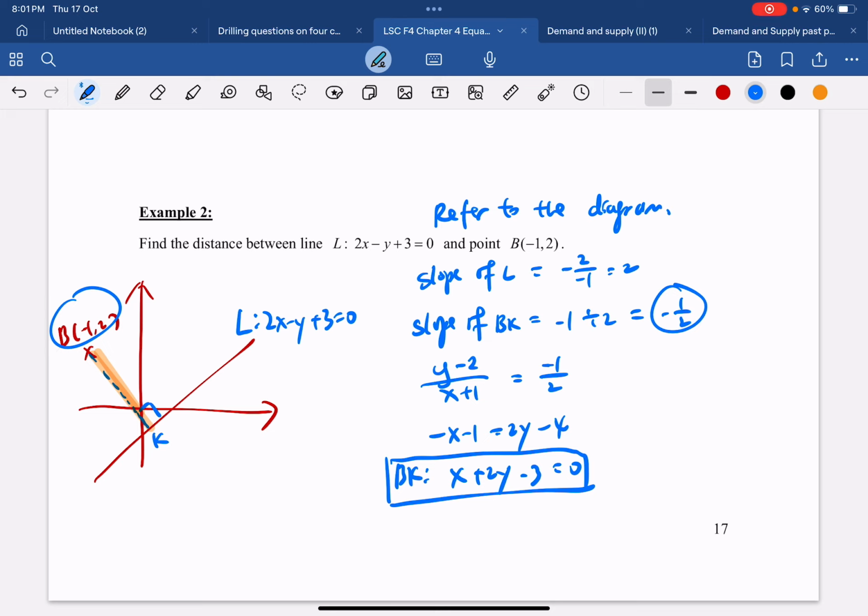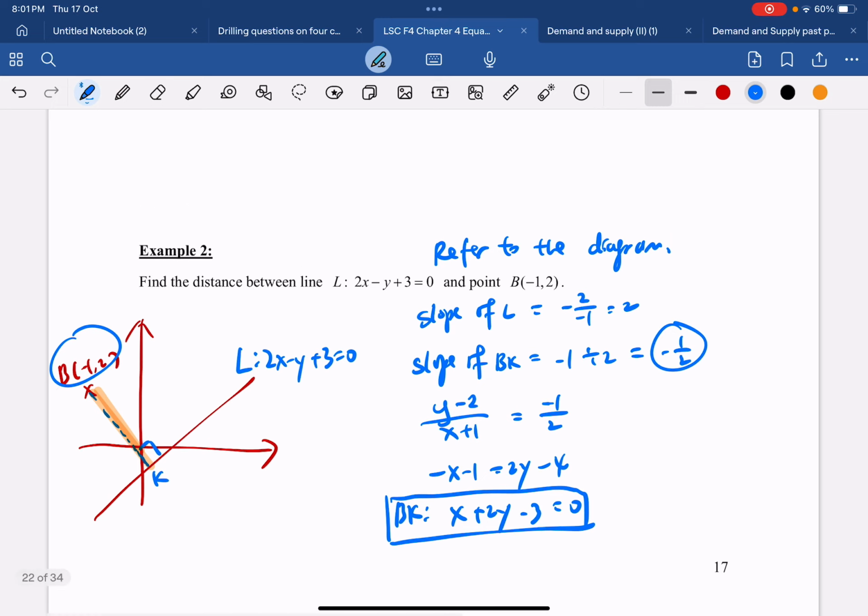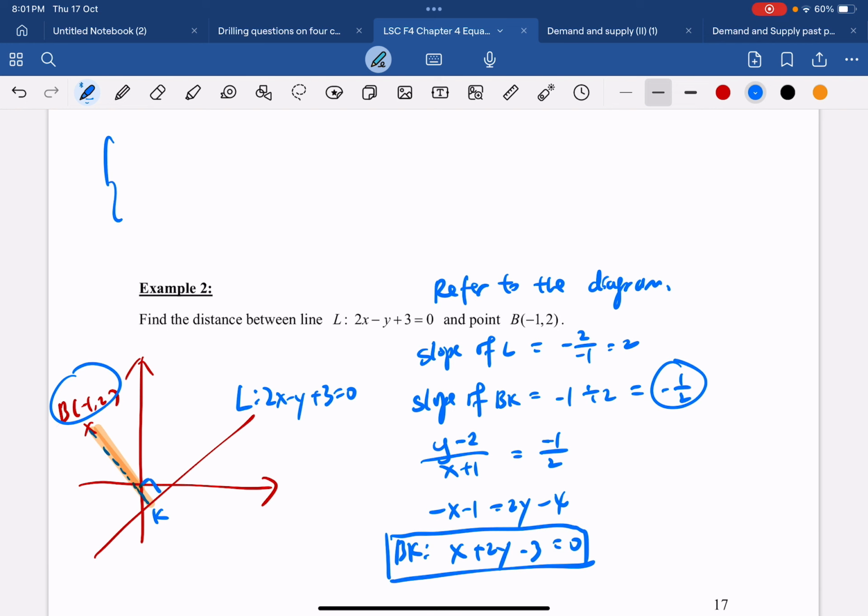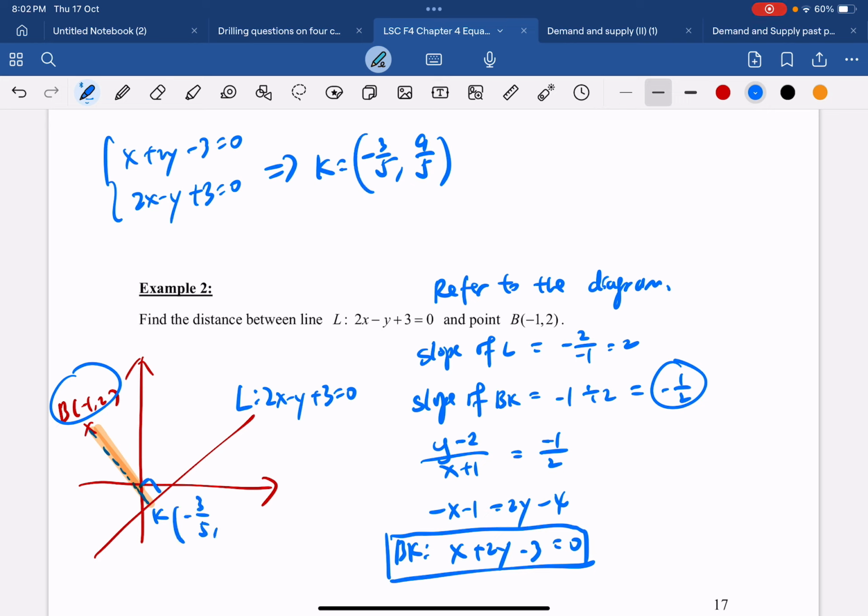And then K is the intersection of BK and L, right? So solve the simultaneous equations. x plus 2y minus 3 equals 0, and 2x minus y plus 3 equals 0. So enter 1 for x, and then 2, and then 3. Again, remember to move the constant term to the right. And then it would yield K as -3 over 5 and 9 over 5. So this point is -3 over 5 and 9 over 5.